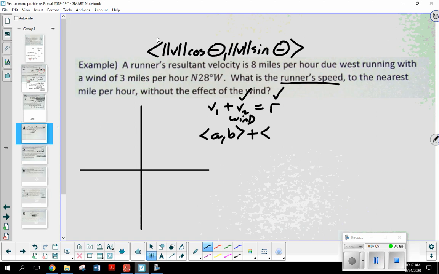What's the magnitude of the wind, or how fast is it blowing? 3 miles per hour, okay, times cosine of what?